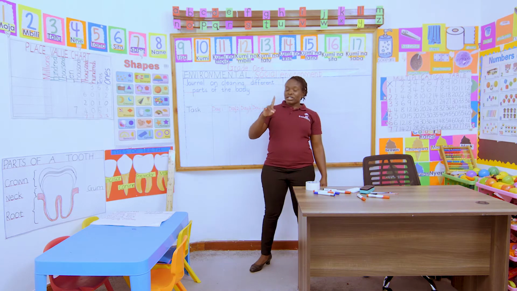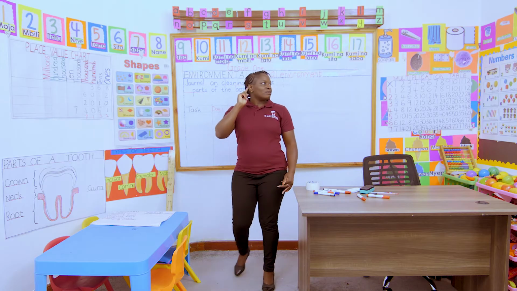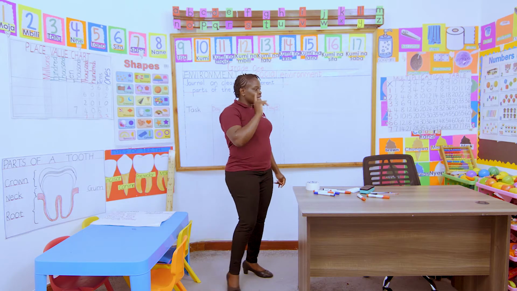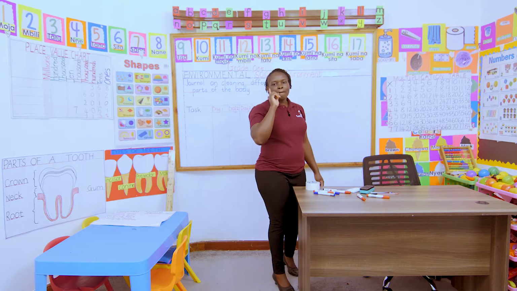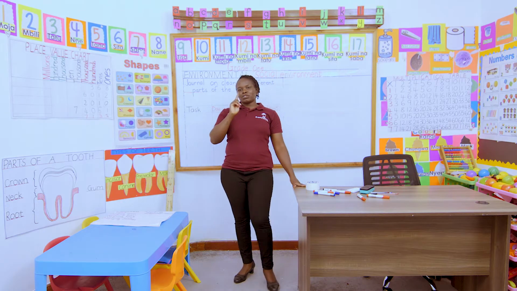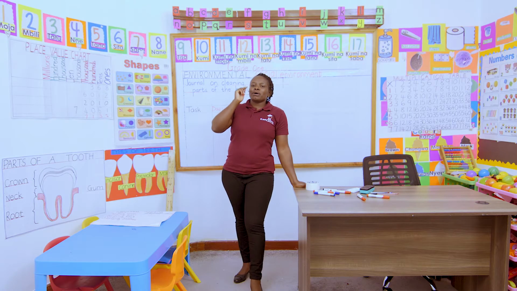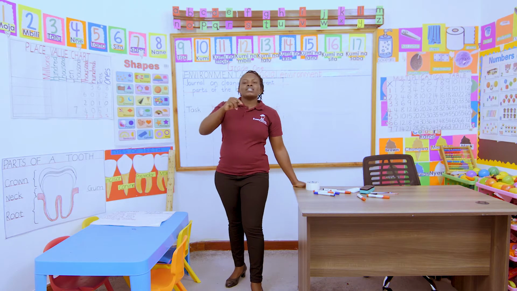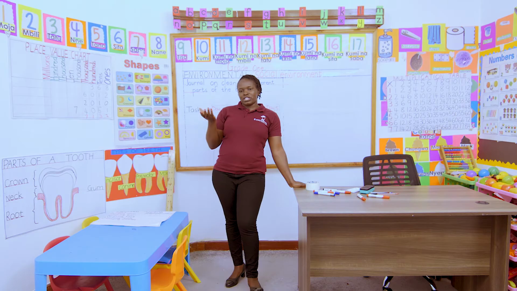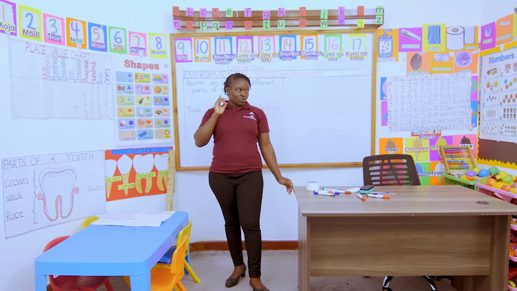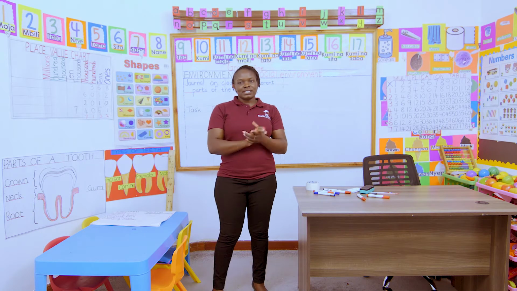Teacher, toothbrush, hairbrush, what else? The nail cutter, those are what we call personal items. And what are personal items? Personal items are items that are only supposed to be used by one person. What will happen if you share these personal items? They're going to cause to spread some diseases.